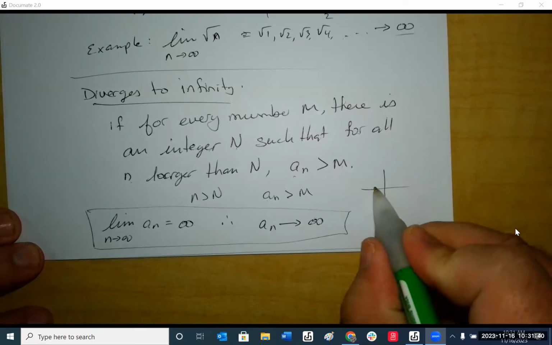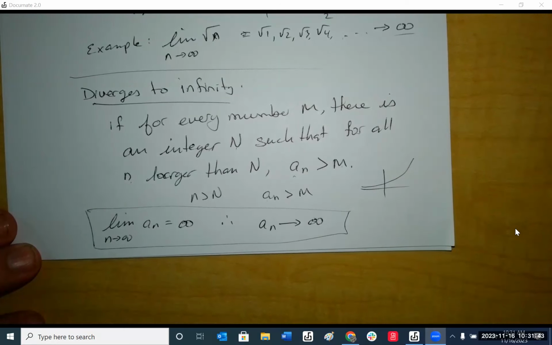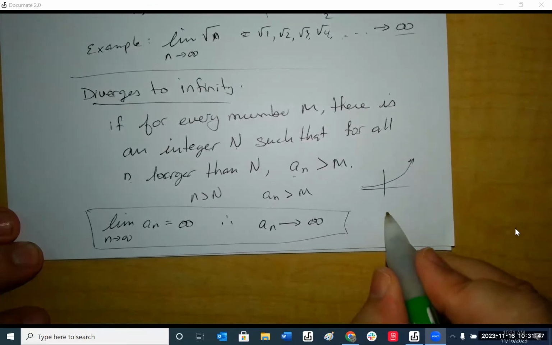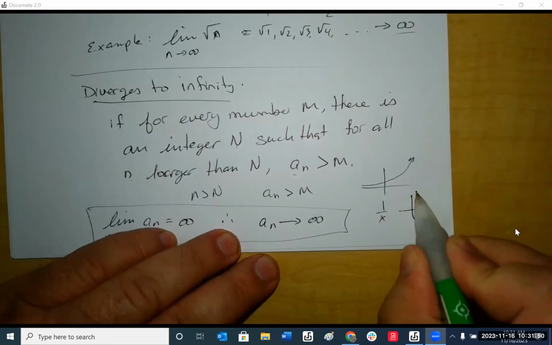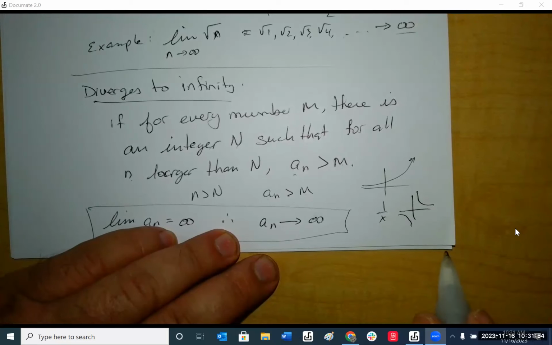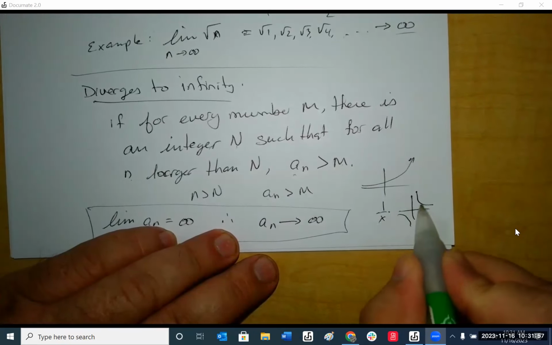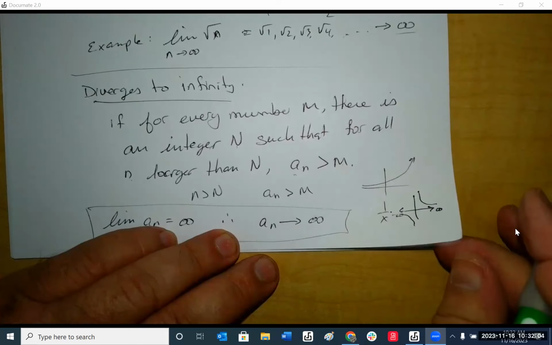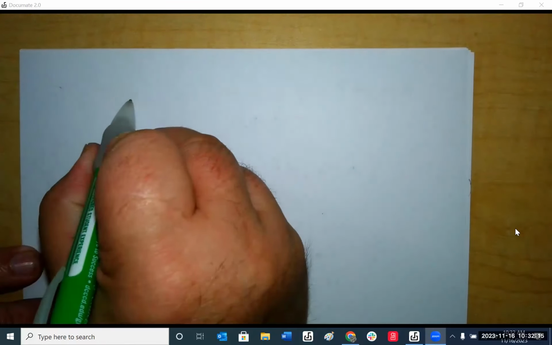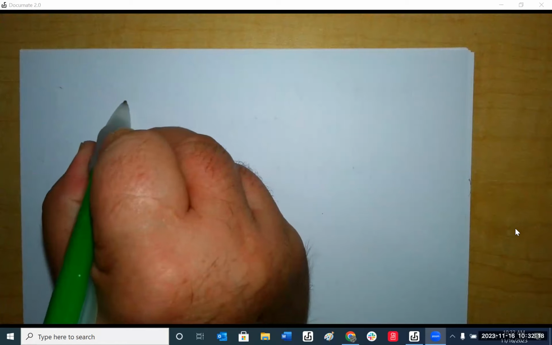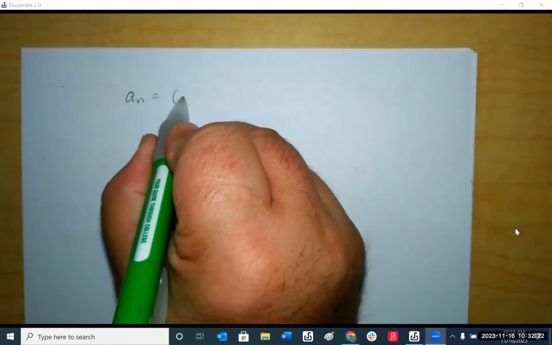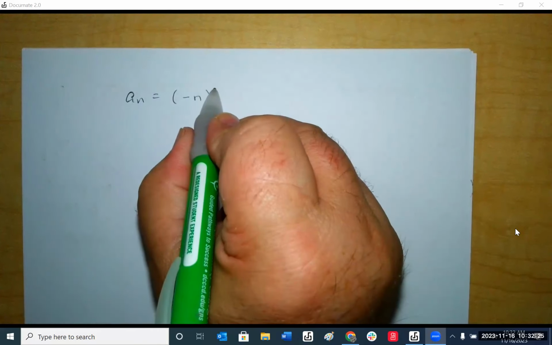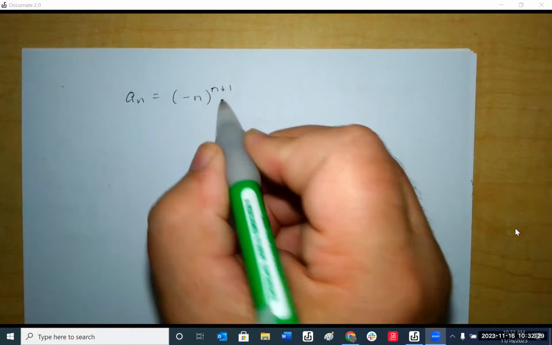If we look at e function there, it looks like that, it goes to infinity. We look at 1 over x. So we want it going to infinity and negative infinity. Let's look at that example. If a sub n equals negative n plus 1.